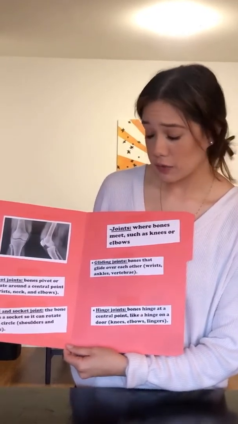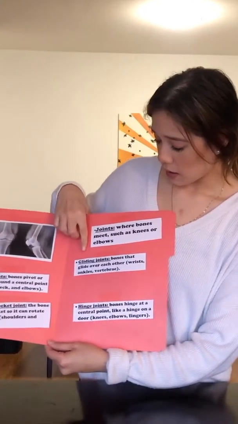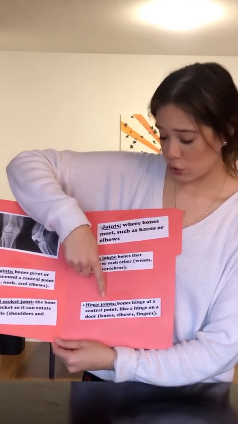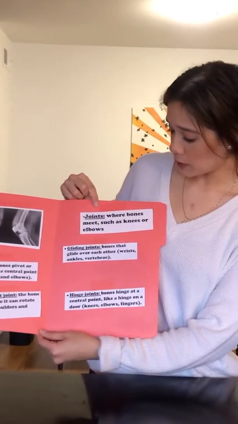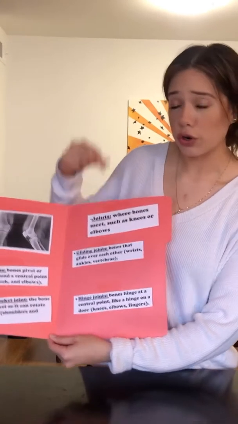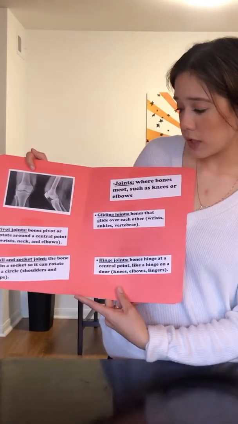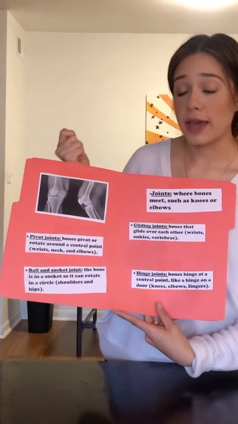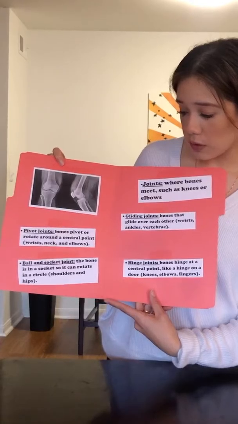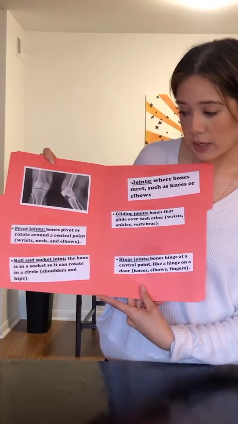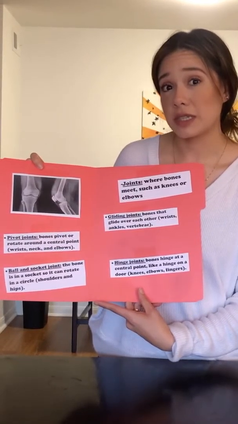So there are different kinds of joints. They're called pivot joints, ball and socket joints, gliding joints, and hinge joints. The definition of a joint is that it's where bones meet, such as knees or your elbows. A pivot joint is where they can rotate around at a central point, so that will be your neck, your wrist, and your elbows. Your ball and socket joints are going to be in a socket so that it cannot rotate in a full circle. So it would be a shoulder and a hip, so those are limited.